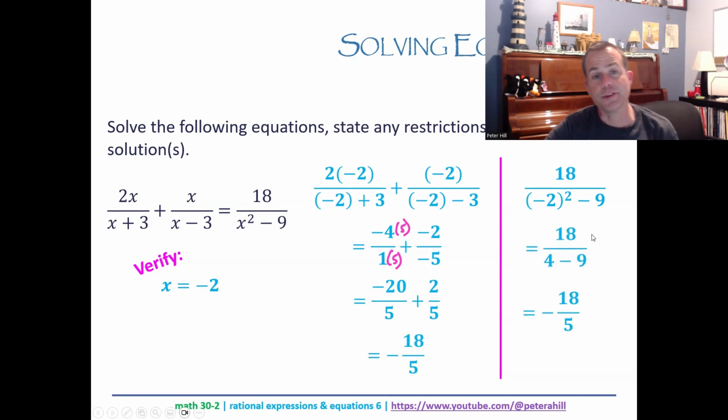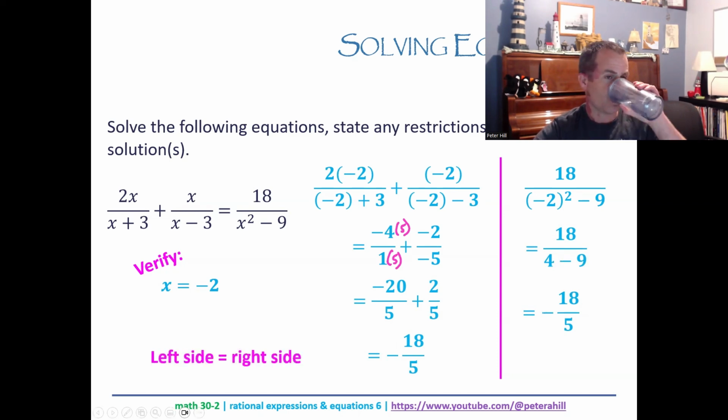Okay, on the other side, if you take a look at what's going on down here, negative 2 squared was positive 4. And then 4 minus 9 is negative 5. So both sides give me negative 18/5. Yay, I have verified it. But remember, I have to conclude left side equals right side. Okay? See, we can totally do this.